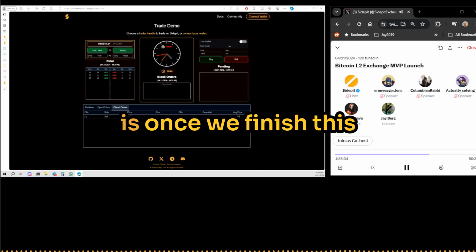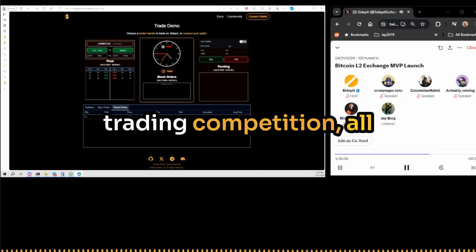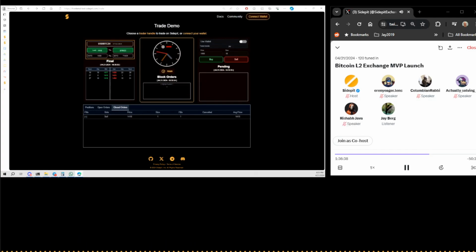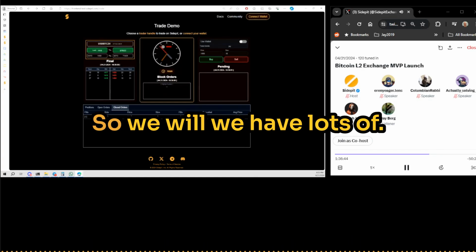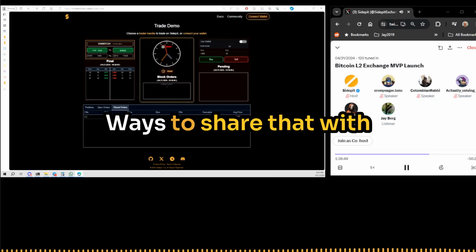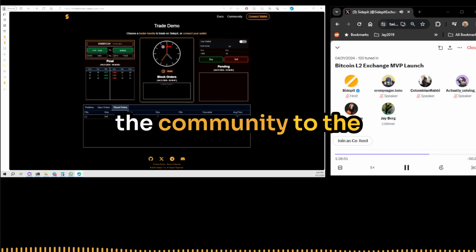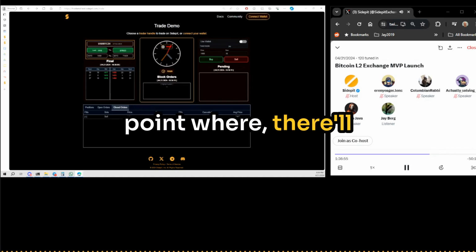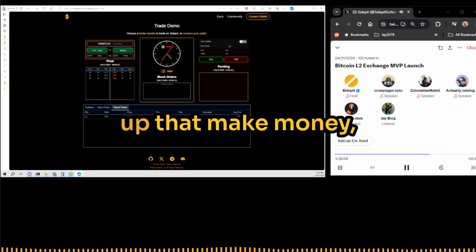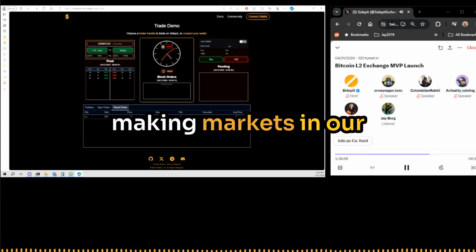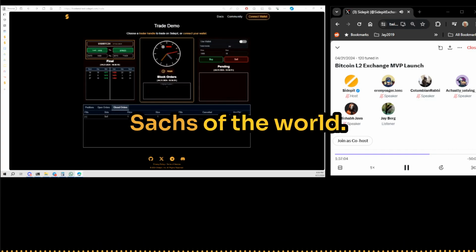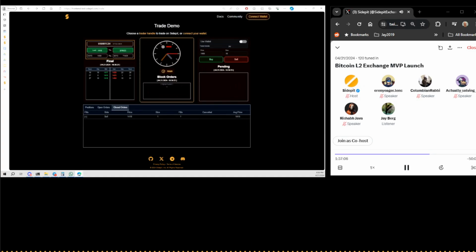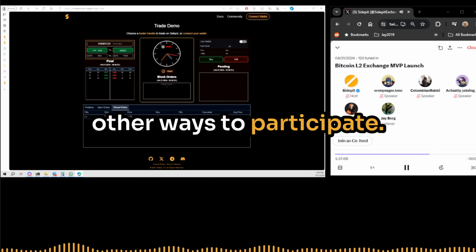What's going to happen is once we finish this trading competition, all the VCs are going to be falling over themselves to give us money. So we have lots of ways to share that with the community, to the point where there'll be pools popping up that make money making markets in our new type of exchange. So you would become the Citadel and the Goldman Sachses of the world. So there'll be a lot of other ways to participate, if you're not a trader.